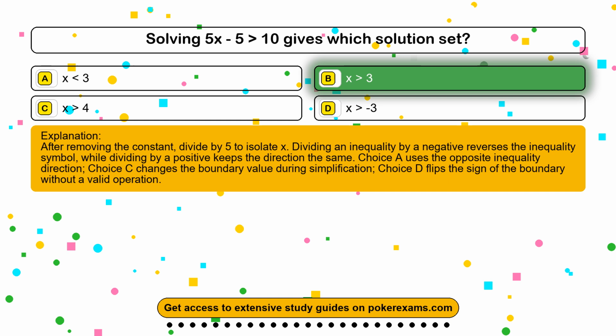Choice A uses the opposite inequality direction. Choice C changes the boundary value during simplification. Choice D flips the sign of the boundary without a valid operation.